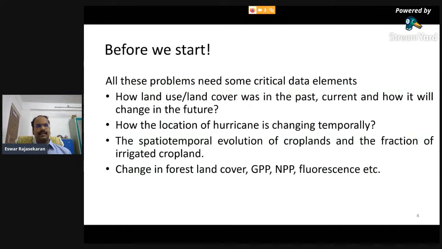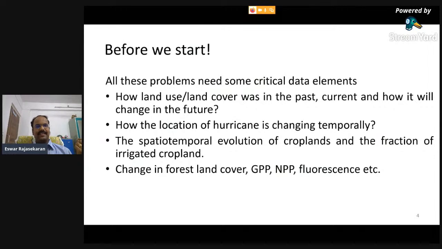So what is the common thing between all these problems? If you look at the questions that I posed in the previous slide, almost all the questions have some critical data as their prime requisite. That is, the first question, what is the impact on water resources due to change in land use, land cover? So definitely it shows we need land use, land cover data, how land use, land cover was in the past, at present, and how it will change in future.